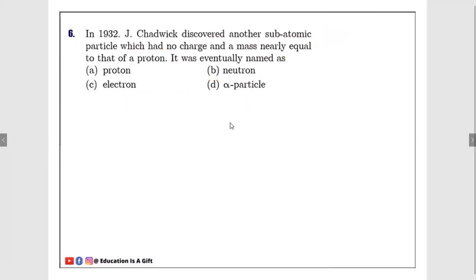Sixth question, in 1932, James Chadwick discovered another subatomic particle which had no charge and a mass nearly equal to that of the proton. So there are three subatomic particles: electrons, protons, neutrons. Electrons are negatively charged, protons are positively charged, neutrons are neutrally charged. He is talking about neutron. Neutron mass is equivalent to mass of proton. So Chadwick discovered neutron.